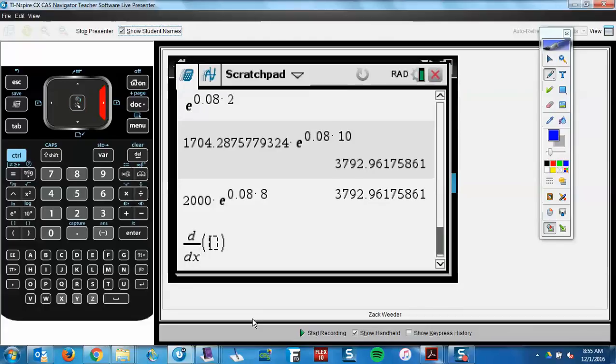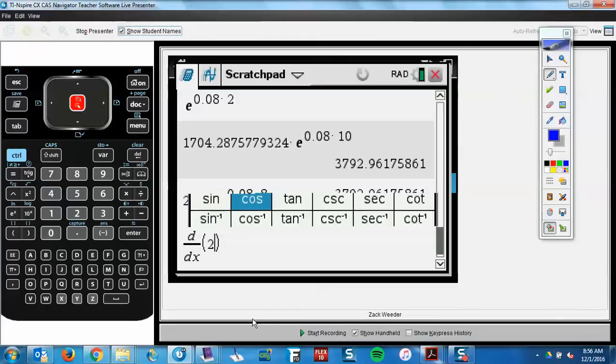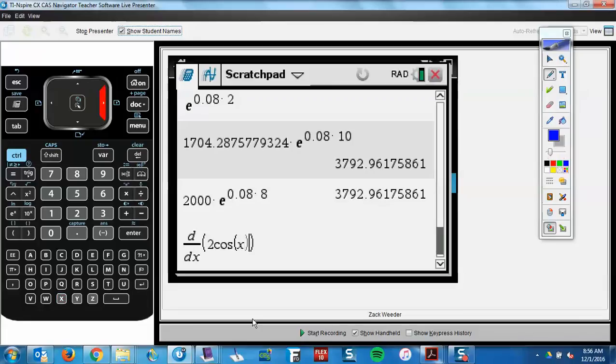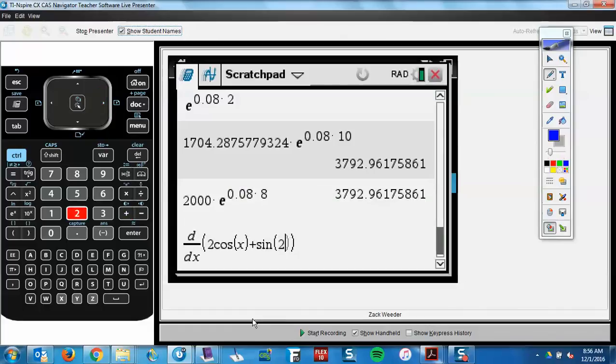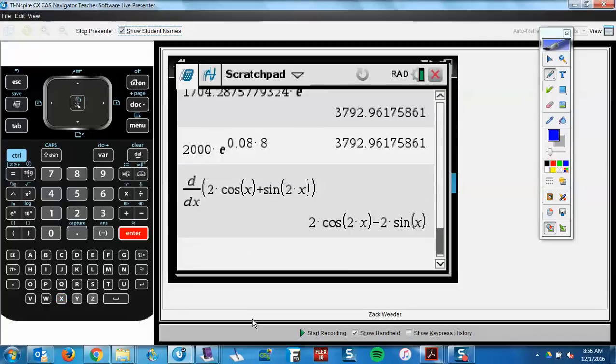So what was the function? 2 cosine x plus sine 2x. Now you're going to have to type in the derivative because you're going to set it equal to 0 to solve anyway, so it's not a bad idea to do this, but it's totally up to you. Okay, and that's all you got to do, hit enter. Now notice how it wrote it different than I wrote it, right? Because it switched around because of the minus sign, but I don't care.